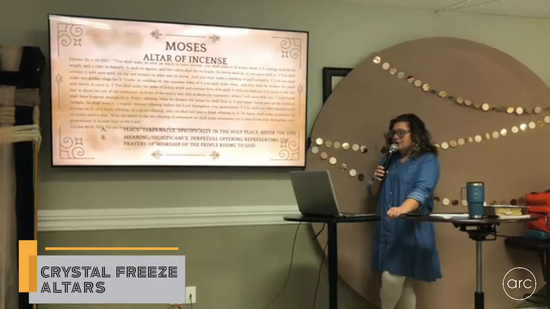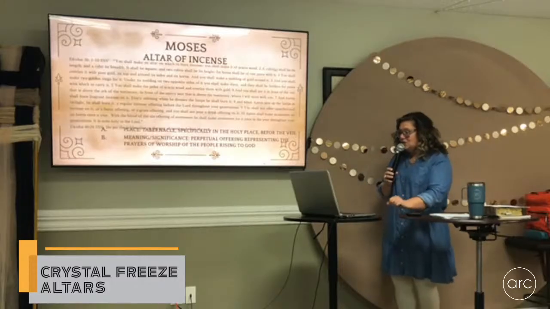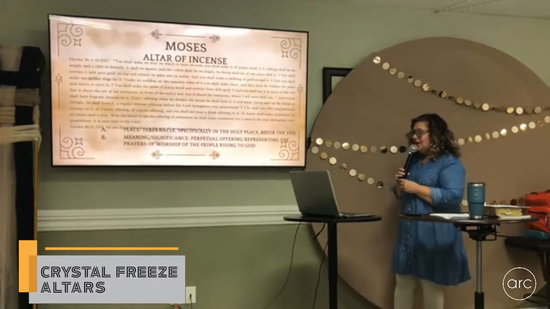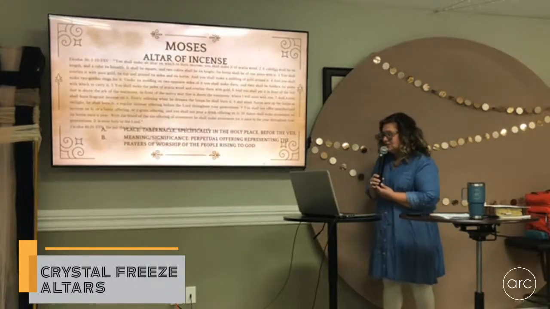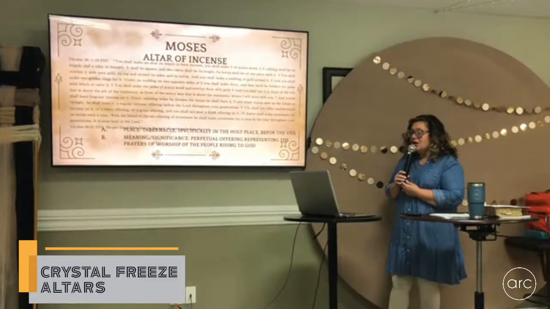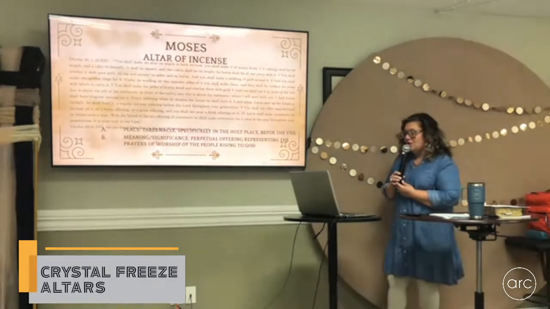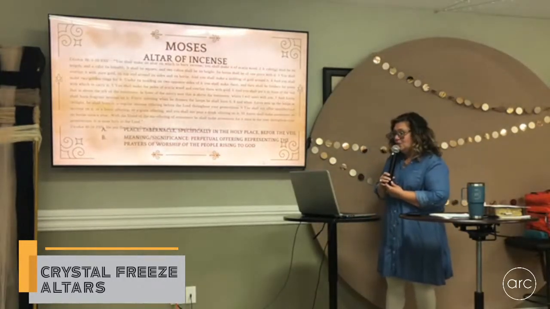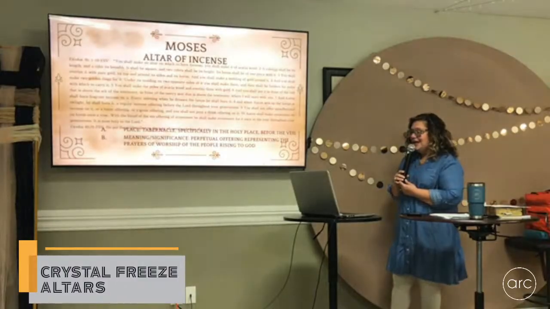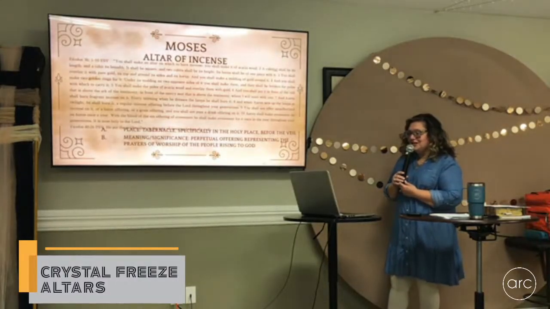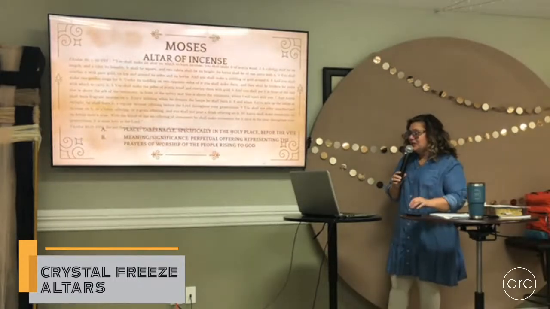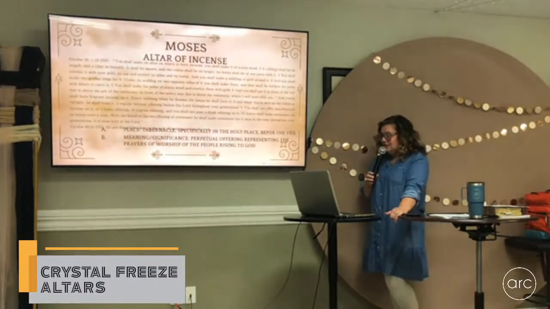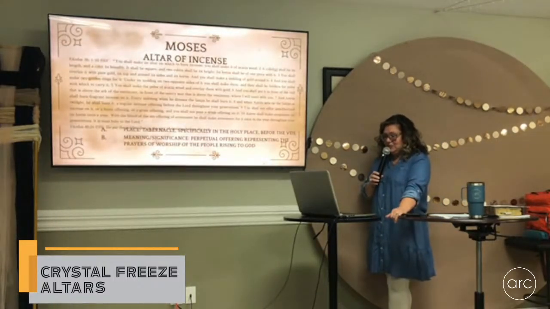And Aaron shall burn fragrant incense on it. Every morning when he dresses the lamps, he shall burn it. And when Aaron sets up the lamps at twilight, he shall burn it. A regular incense offering before the Lord throughout your generations. You shall not offer unauthorized incense on it, or a burnt offering, or a grain offering, and you shall not pour a drink offering on it. And Aaron shall make atonement on its horns once a year. With the blood of the sin offering of atonement, he shall make atonement for it once in the year throughout your generations. It is most holy to the Lord.